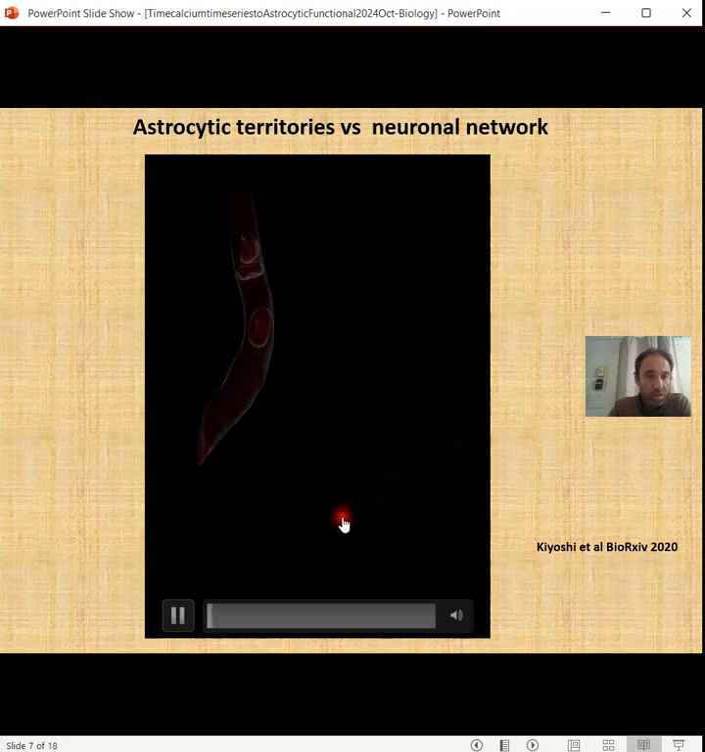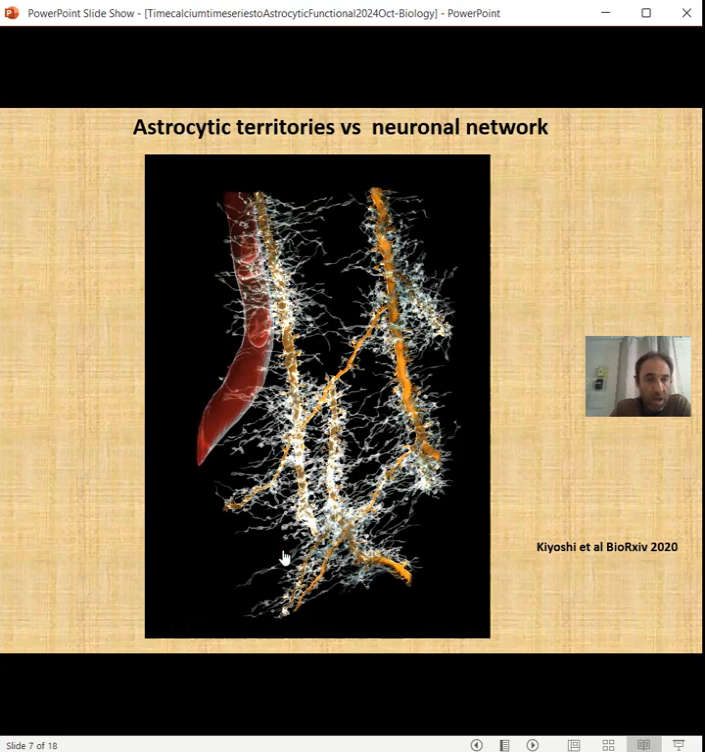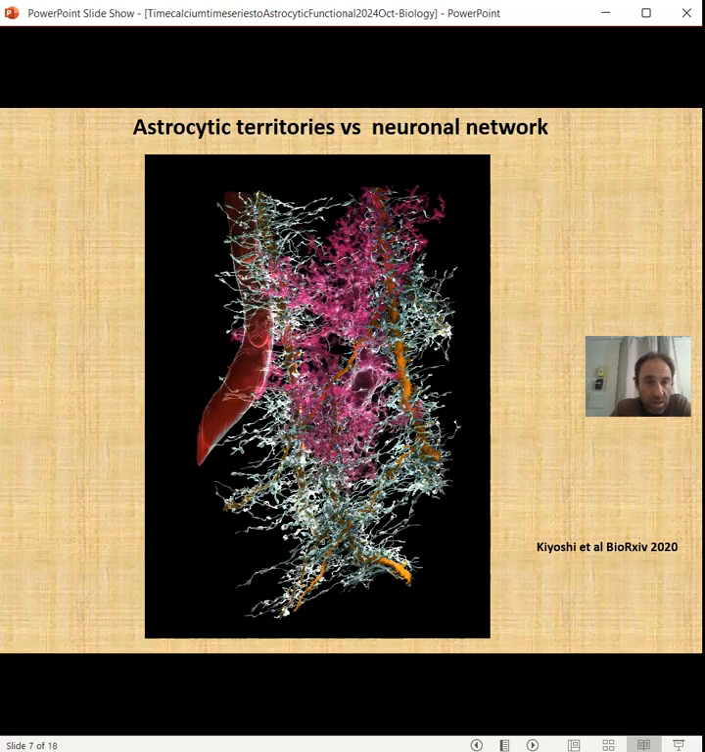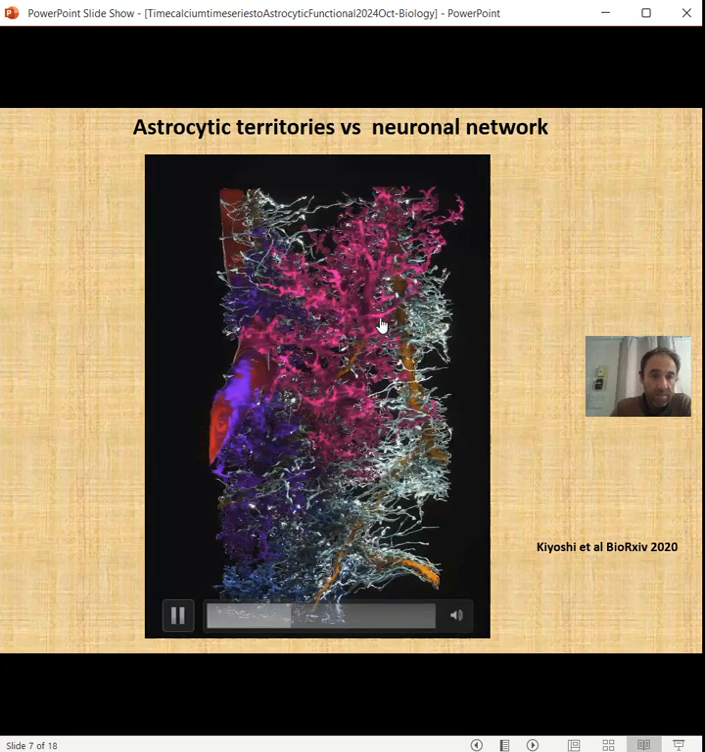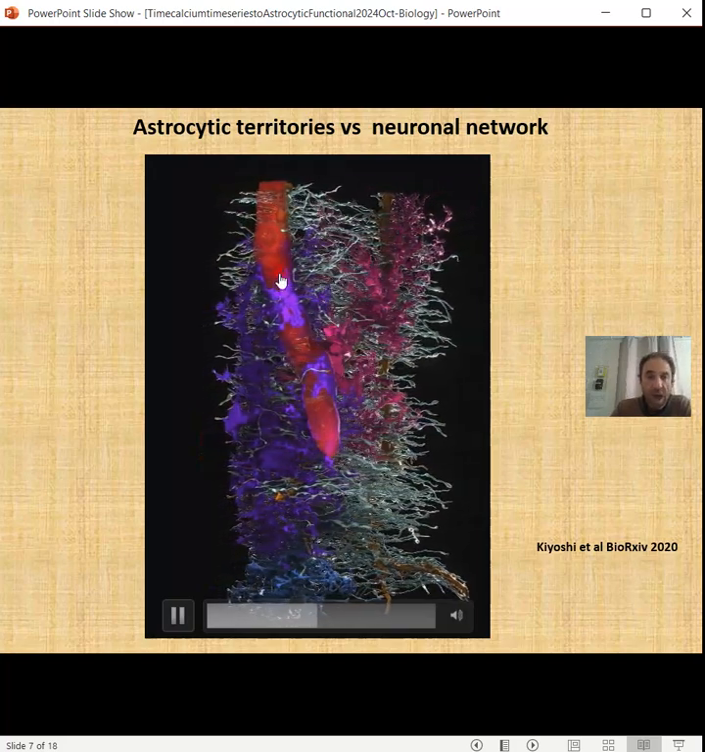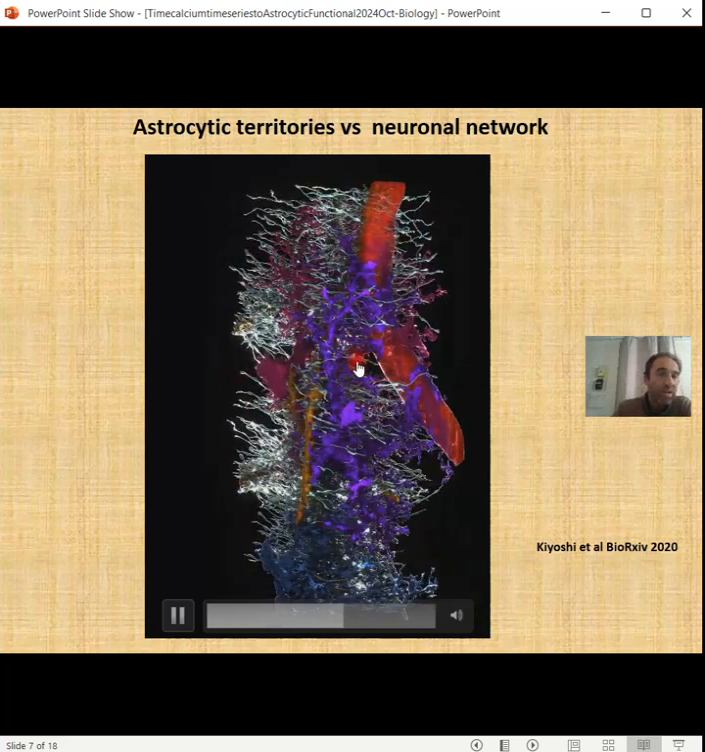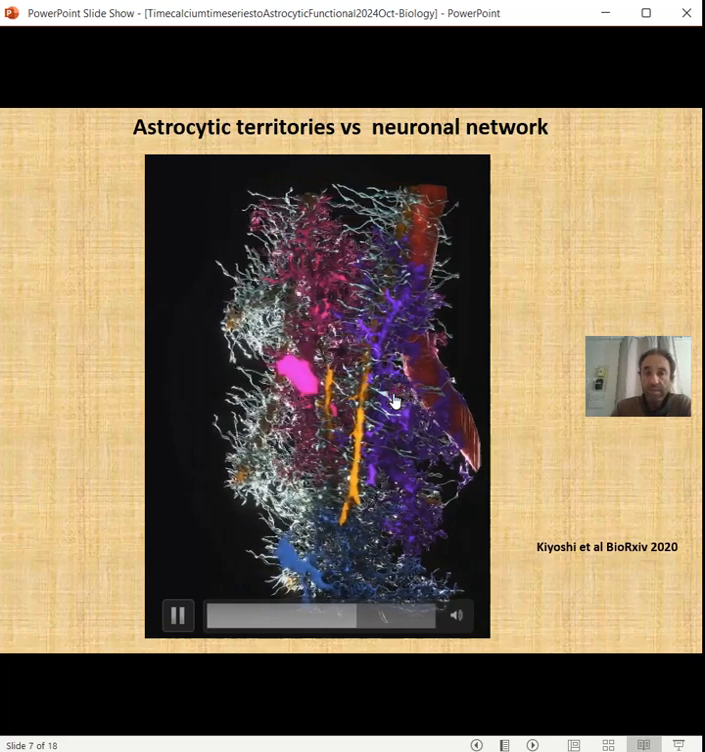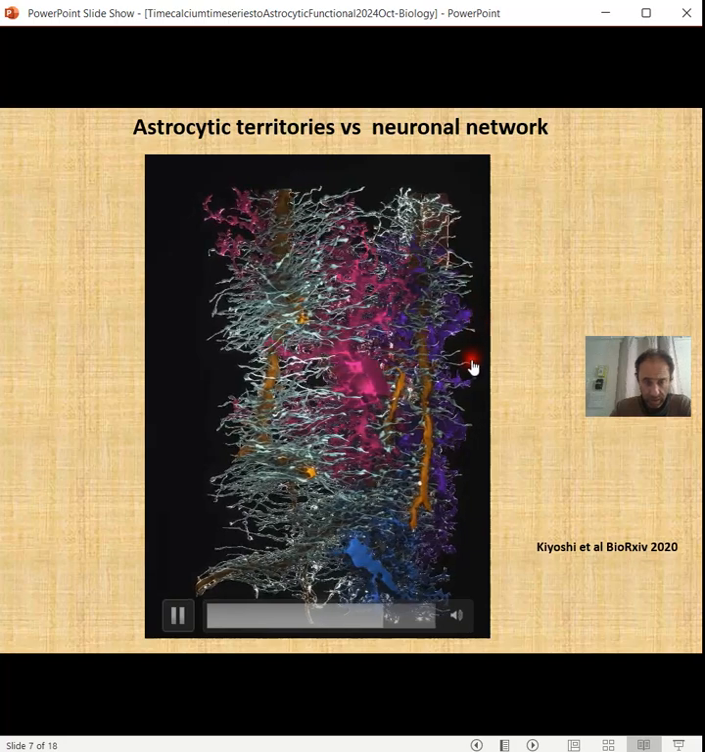So let me show you this. I think this is a nice reconstruction from Kyoshi et al., where you see here the neurons and then the astrocytes with these different colors and how neurons and astrocytes are intermingled. And also here you can see very well in 3D how the astrocyte territories are very well separated from one another. And the big tubes here are blood vessels.